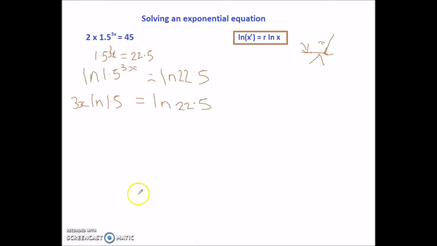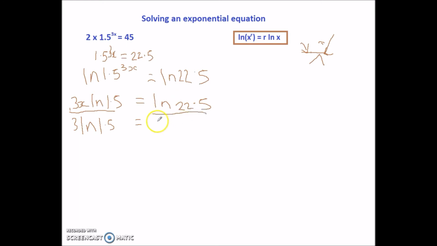If you ask yourself the next thing to do, remember, to solve this equation we want x on its own. At the moment we have 3 multiplied by x multiplied by ln 1.5. All that we have to do is divide. Because this is all multiplied together, we can undo each of these by dividing. Let me show you what I'm talking about. If we divide this expression by 3 ln 1.5, we'll do the same thing over here.